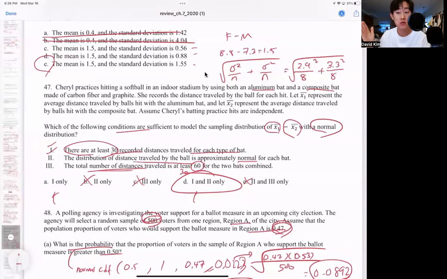Just memorize all the formulas and when to use them, and the rule of large counts, why it's so important, assume normality, central limit theorem, and all that good stuff.